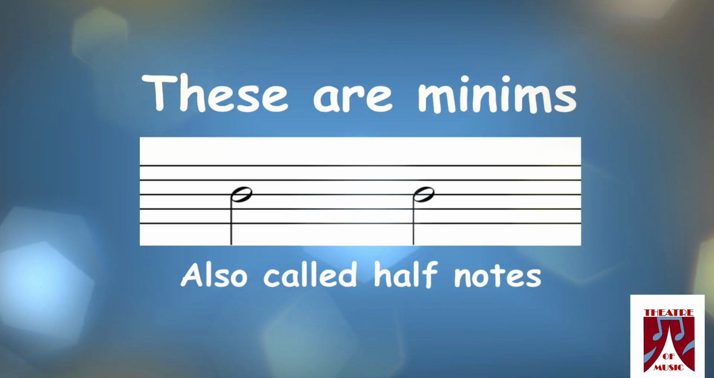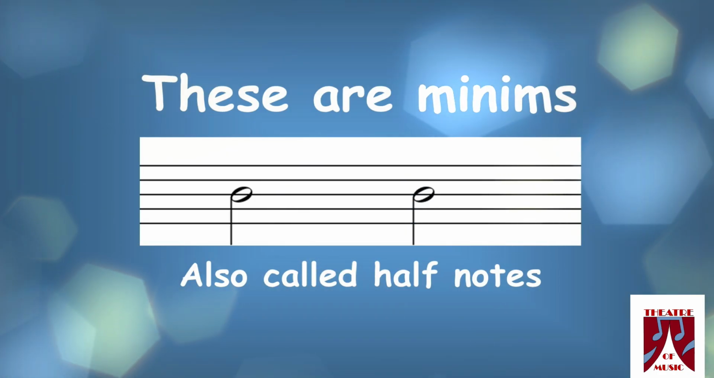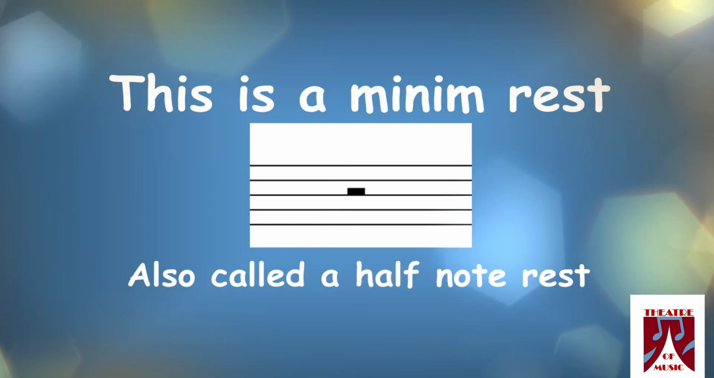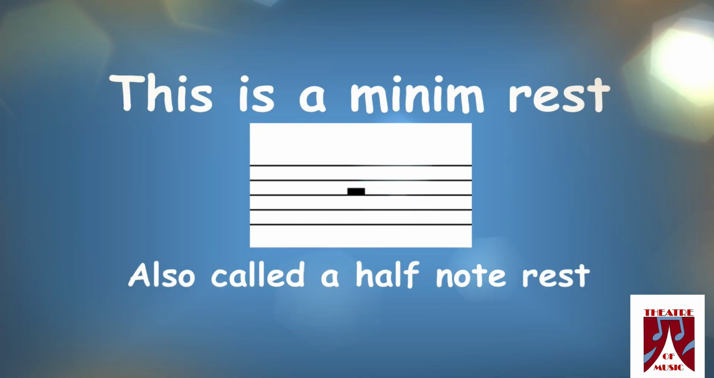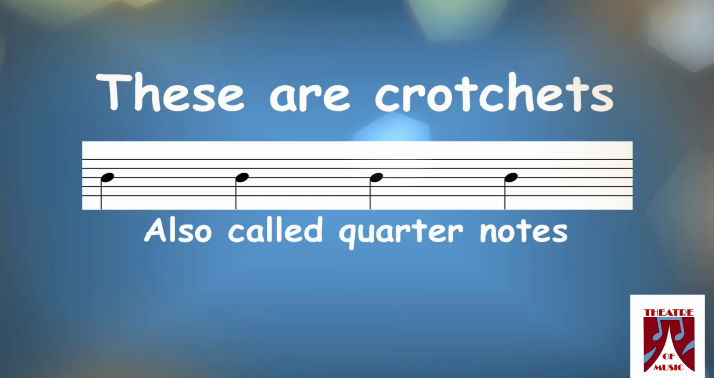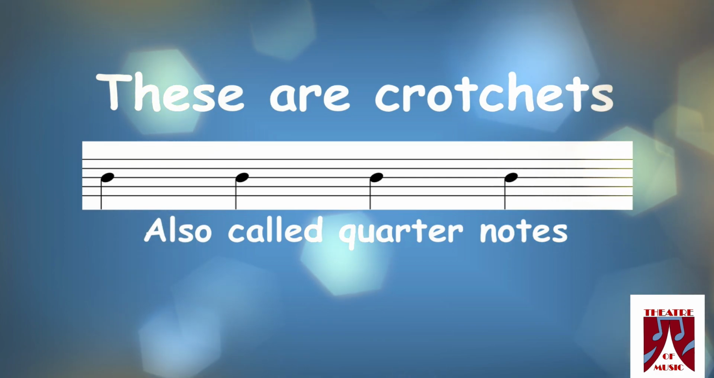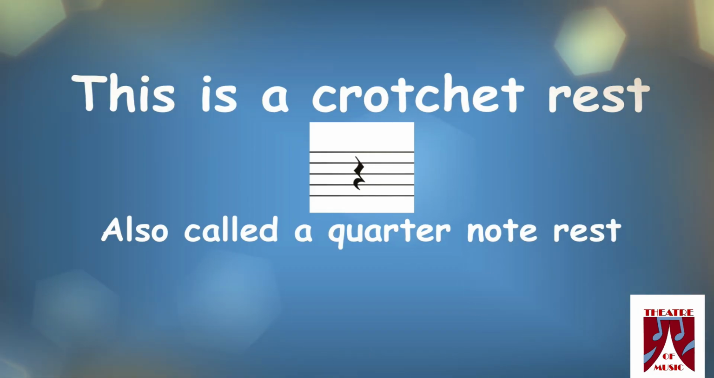Next, we have minims or half notes. They're worth 2 beats each. The minim or half note rest is another little rectangle which sits on top of the middle line and is also worth 2 beats. Next in our revision of note lengths is the crotchet or quarter note, which is worth 1 beat. The 1-beat rest is a bit of a squiggle.